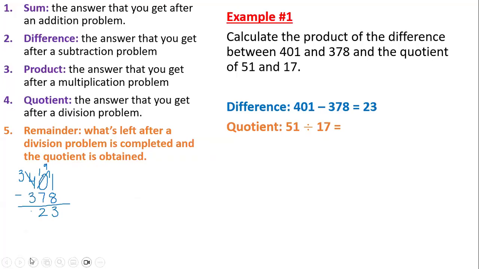So we have 17 goes into 51 3 times. 17 times 3 is what? 17 times 3 is 51. 51 minus 51 is what? 0. And so that means the answer here is going to be 3.